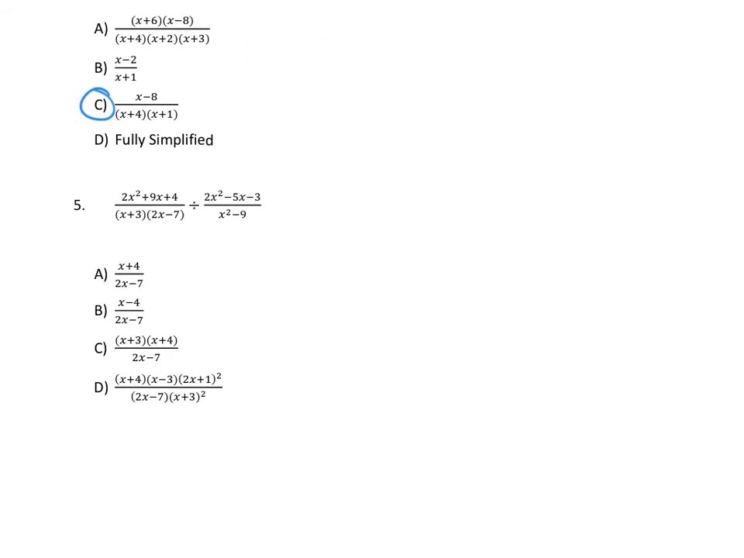Our last problem is a division problem. So remember with these, we need to stay, change, flip. The first fraction is going to stay the same. And actually, I already factored this denominator for you to make this a little bit easier. But I need to factor this guy. So I have 2x squared plus 9x plus 4. My first step is to multiply a times c, so I get 8. It's got to multiply to 8 and add to 9, so that's going to be 1 and 8.